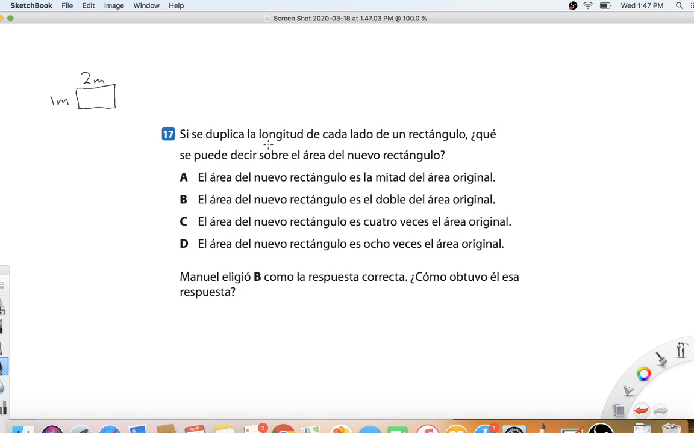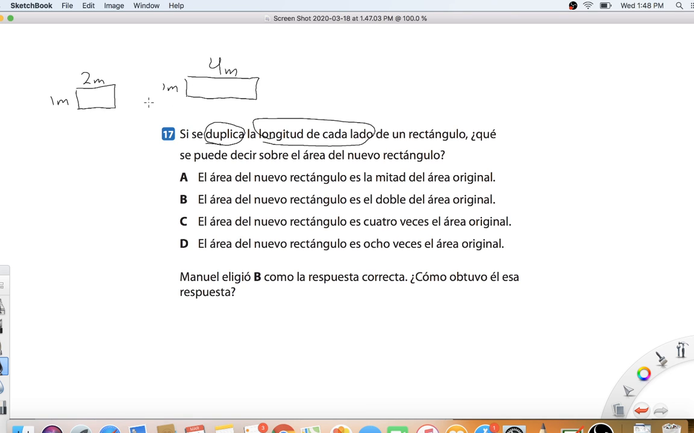A ver, dice si la longitud de cada lado de un rectángulo se duplica. Así que lo vamos a duplicar el 2 y lo vamos a hacer un 4 y el 1 se va a quedar igual. Así que ese nuevo rectángulo va a ser 1 metro y solo duplicamos la longitud de cada lado. Así que solo voy a escoger estos dos para duplicarlos. Así que me va a ser 4 metros.